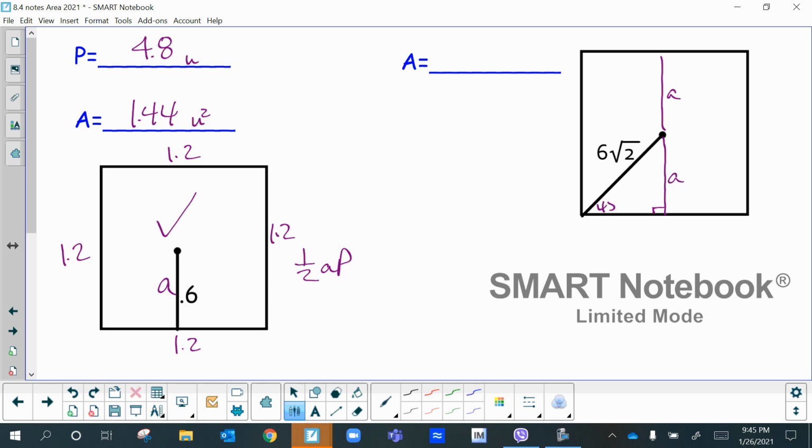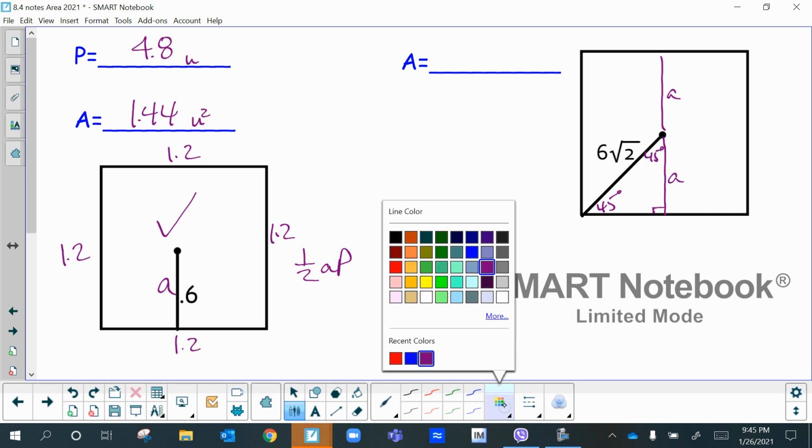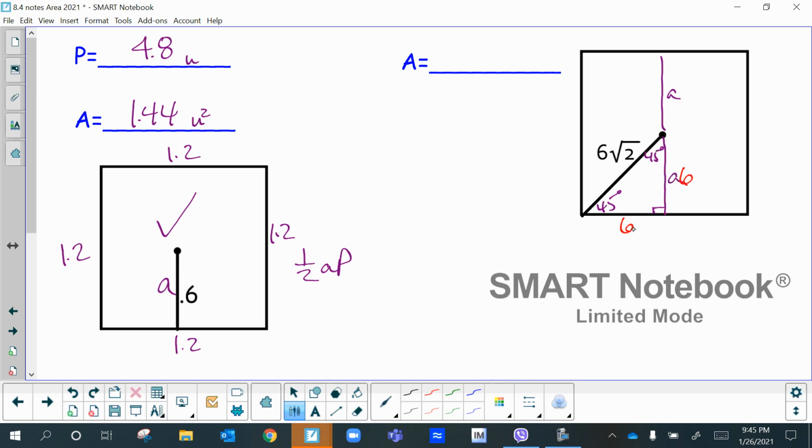Okay, remember, this is a 45-45 special right triangle. The hypotenuse is in the form of square root of 2, which is what we want. And so guess what? That makes life easy, because if this is 6 radical 2, guess what each leg is? 6. There's 6. This is 12. So the area is 144 square units.